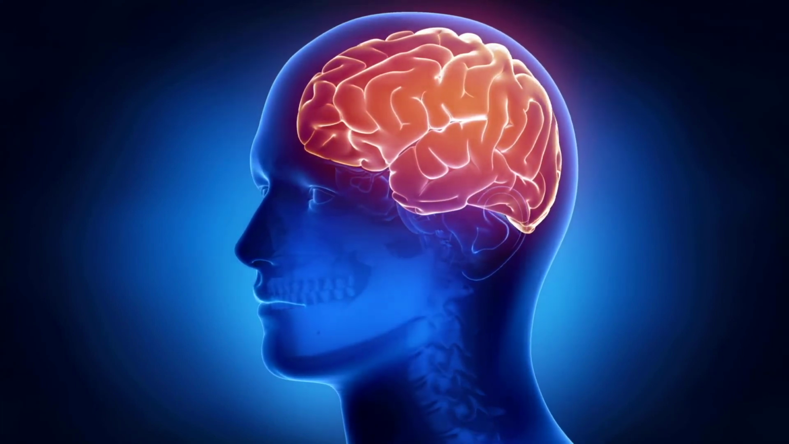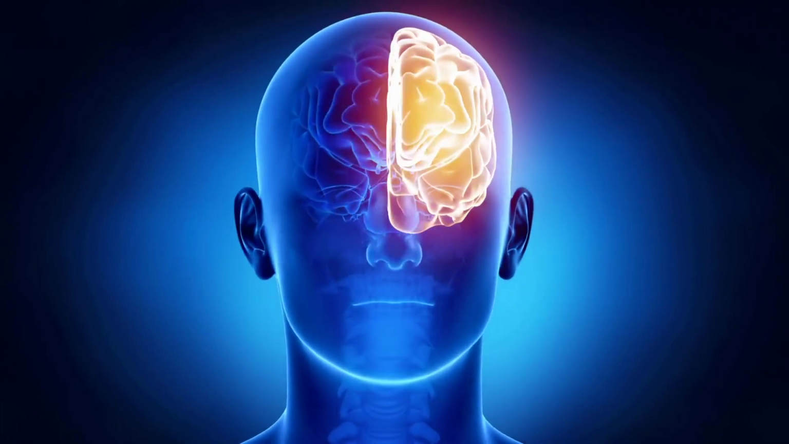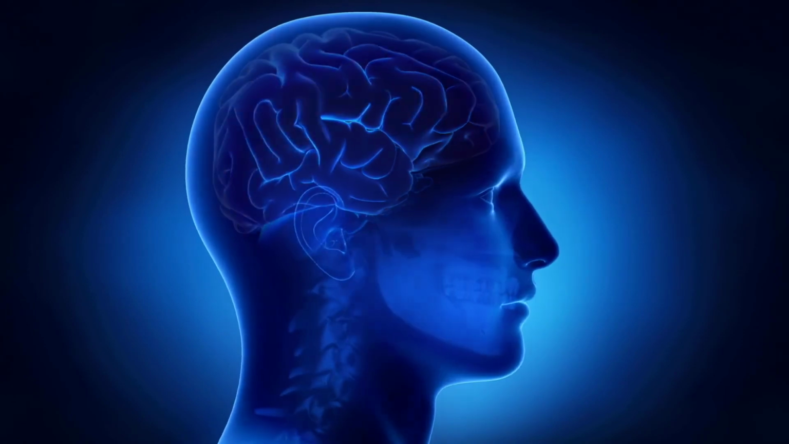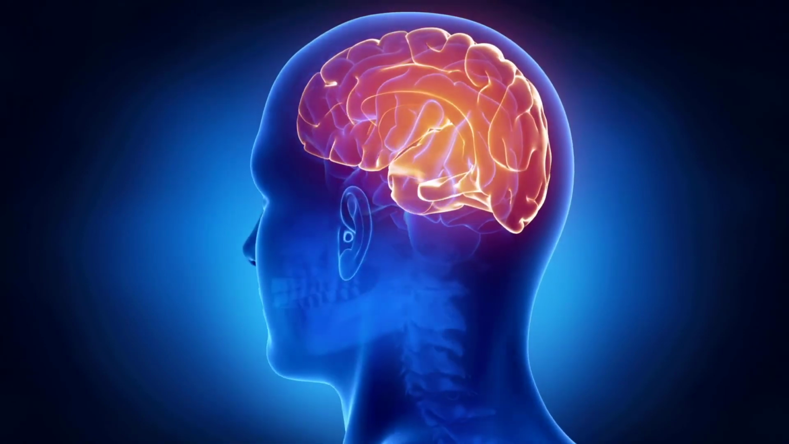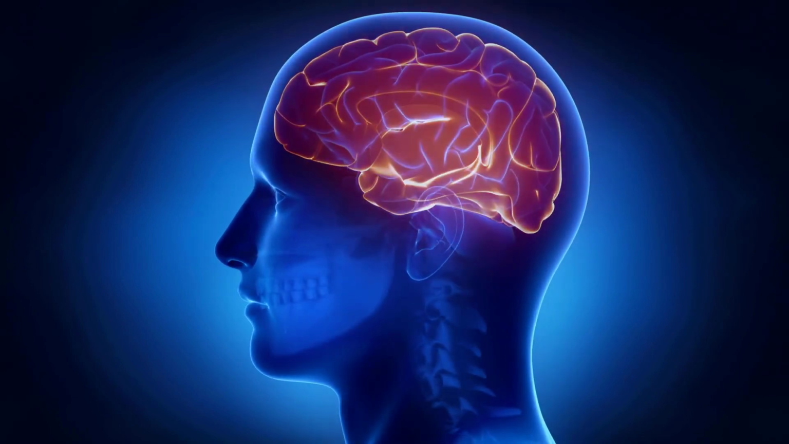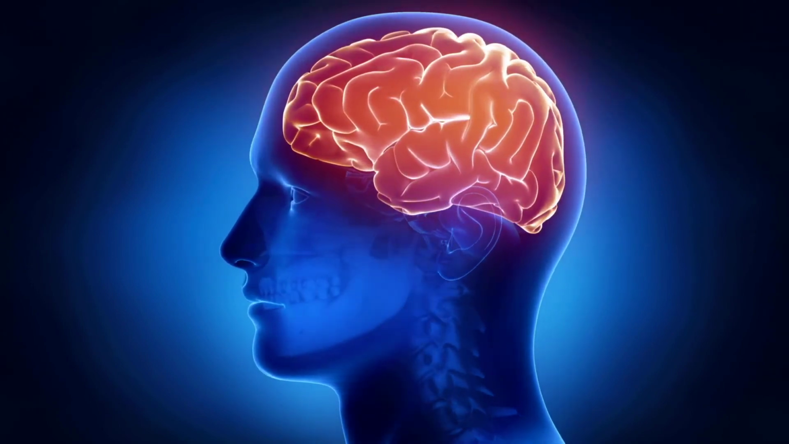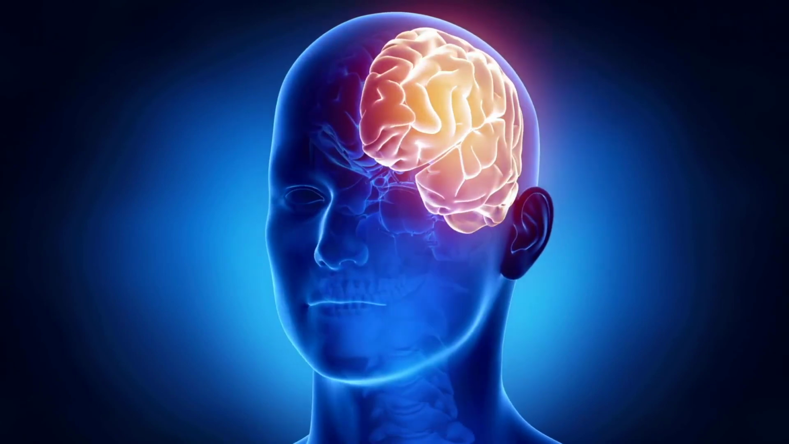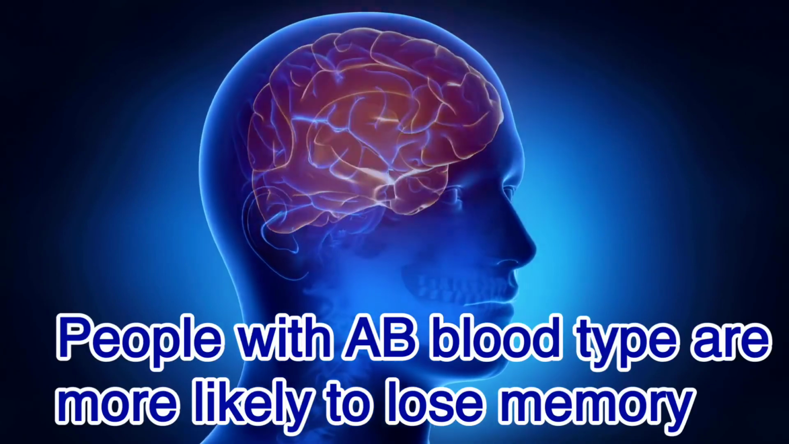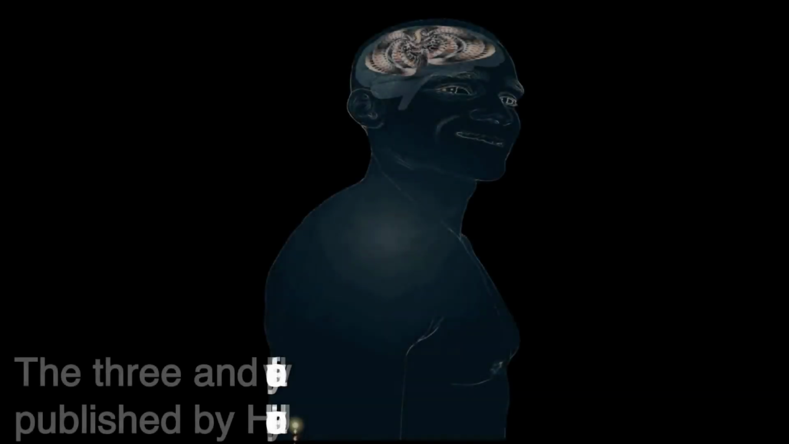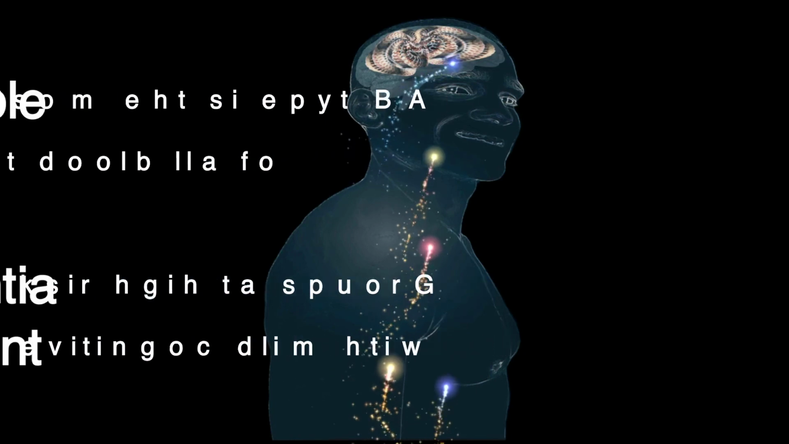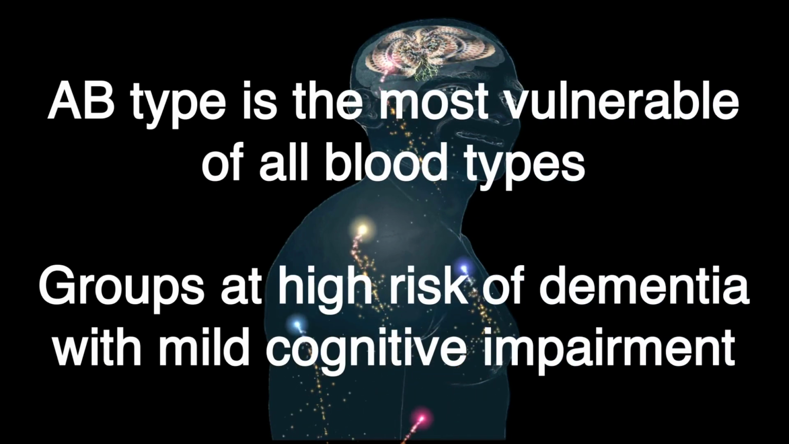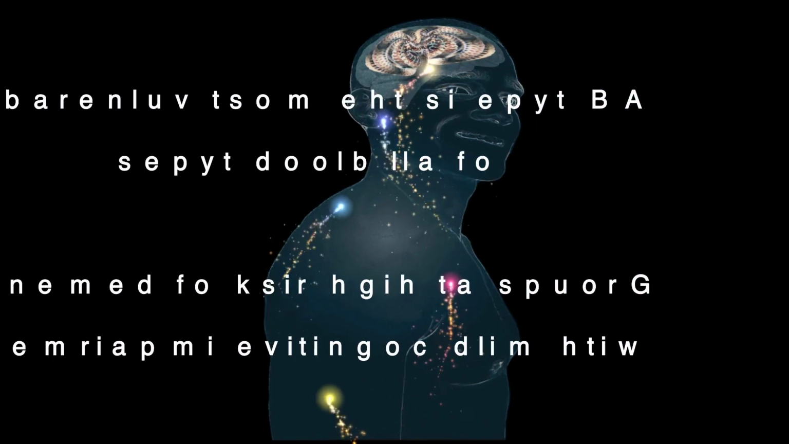One possible reason for this memory loss is that blood types can cause diseases such as high blood pressure, high cholesterol, and diabetes. These conditions can lead to cognitive impairment and dementia. Blood type is also related to stroke, which happens when blood stops flowing to the brain. People with AB blood type are more likely to lose memory. According to a 3.5-year follow-up study published by Harvard University in 2014, AB type is the most likely to suffer from mild cognitive impairment among all blood types at high risk of dementia.